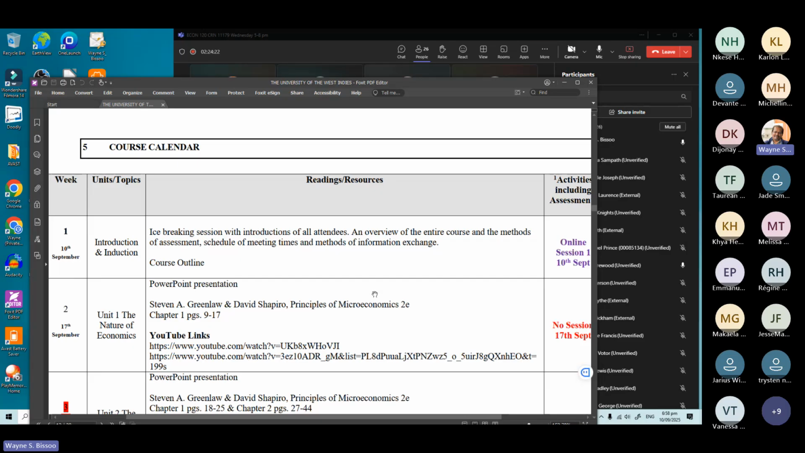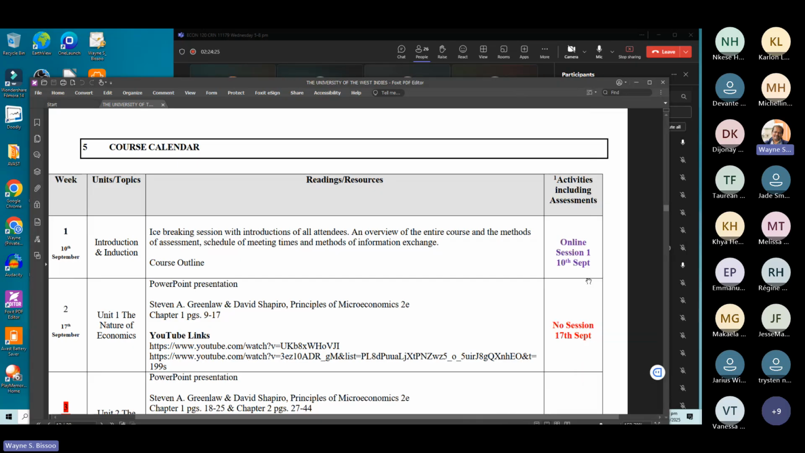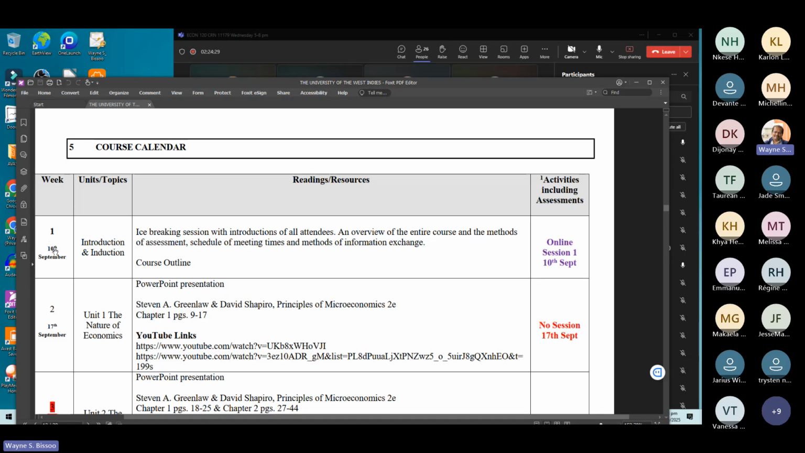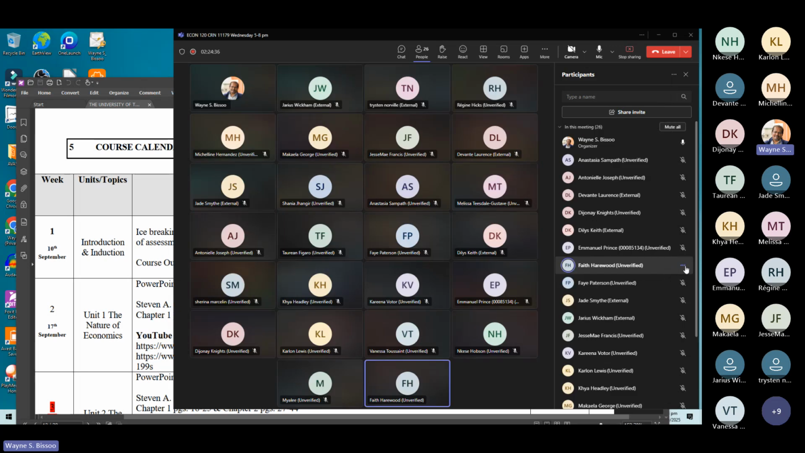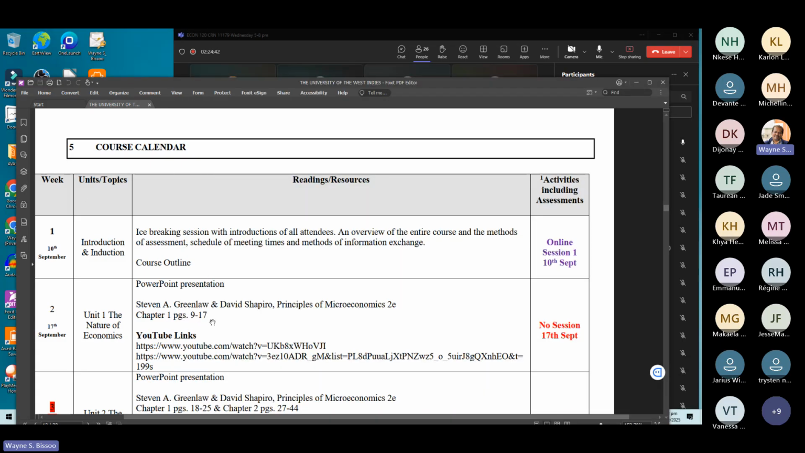All right, so this is the course schedule that we want to spend some time looking at. You'd see today's date, week 1, introduction. Question, Miss Harewood. All right, I'm muting her off there. All right. So you realize there's no content coming on here because I want to spend some time going through all the material and making sure that everybody understands everything. So this is our online session 1.